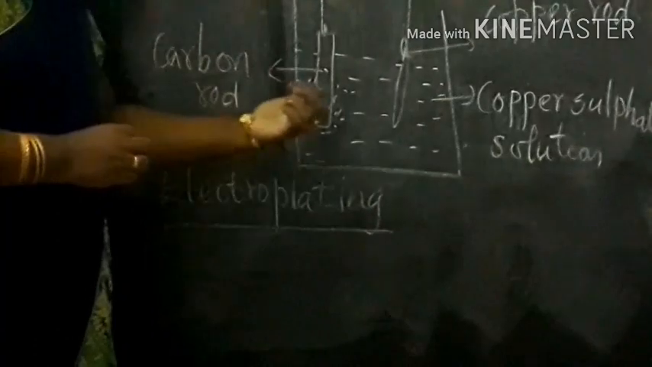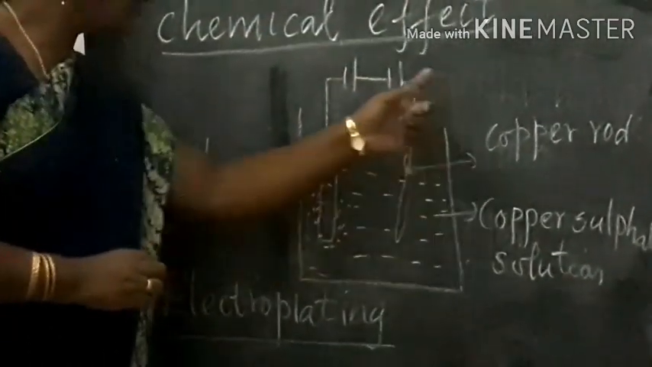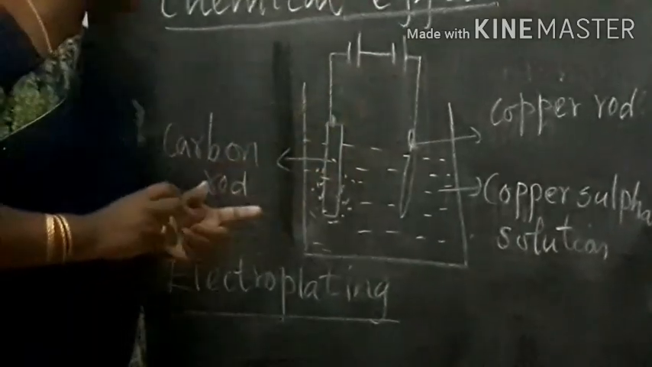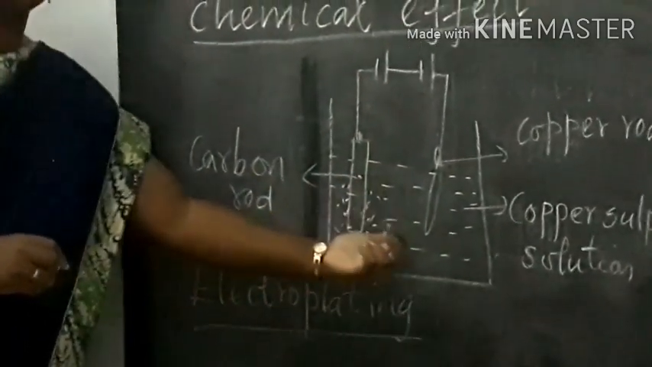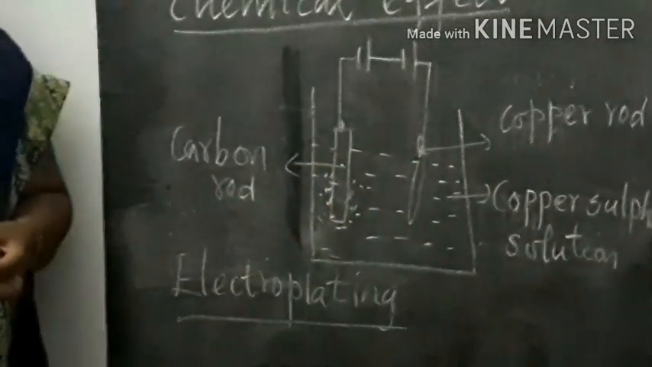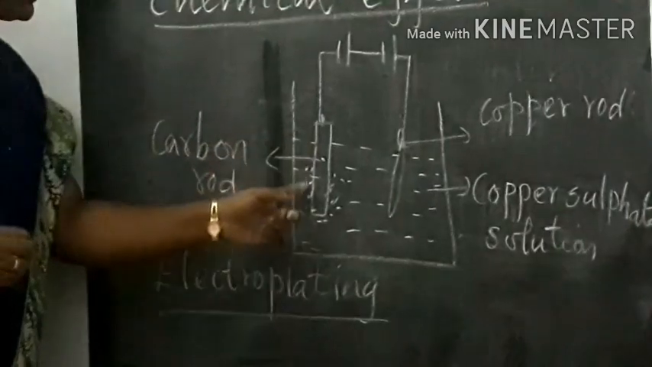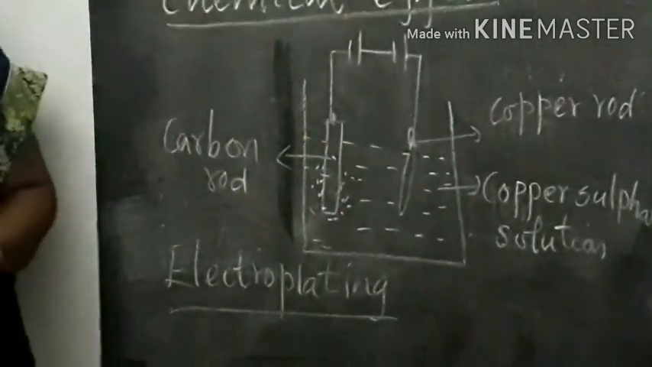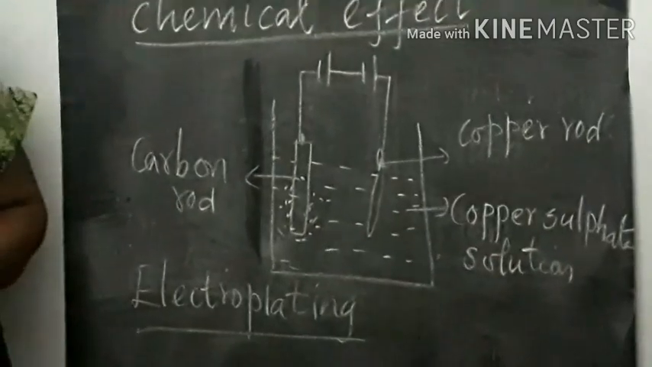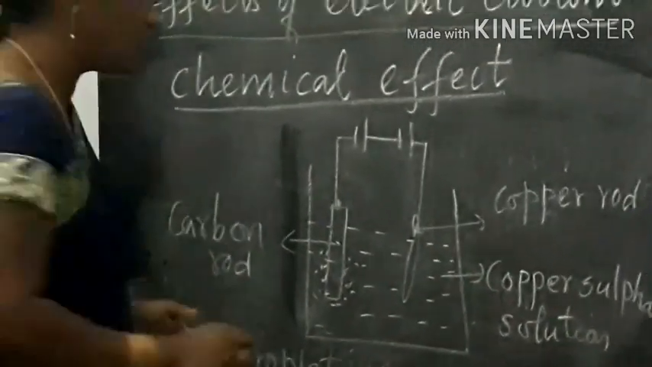So when the carbon rod is connected to the negative terminal and the copper rod is connected to the positive terminal of the battery, current flows through the solution, and because of the current flowing through the solution, it produces chemical effect, and so the copper gets deposited in the carbon rod, and this process is called electroplating. The process of current flowing in a solution is called electrolysis.